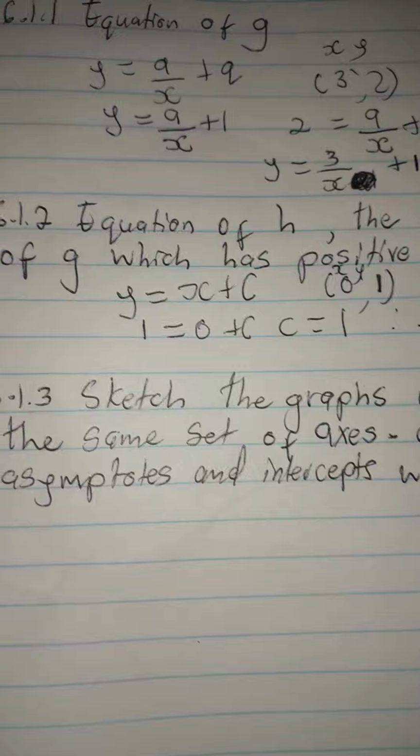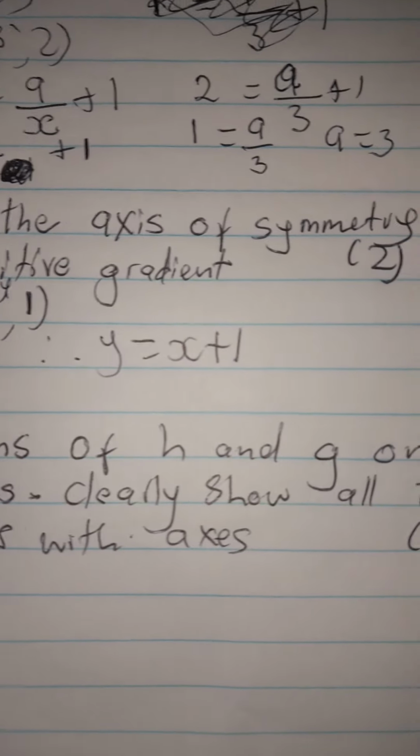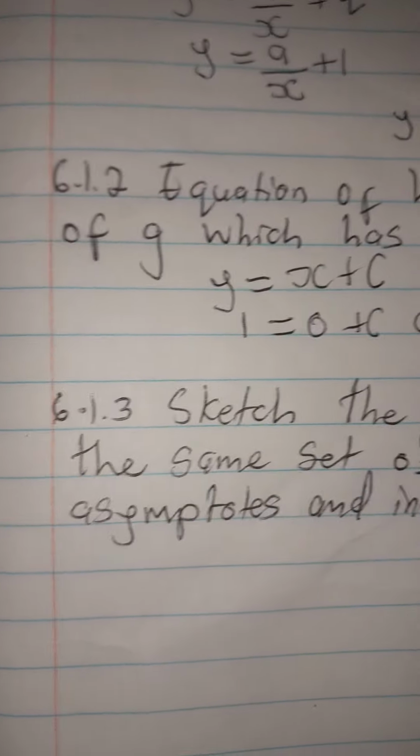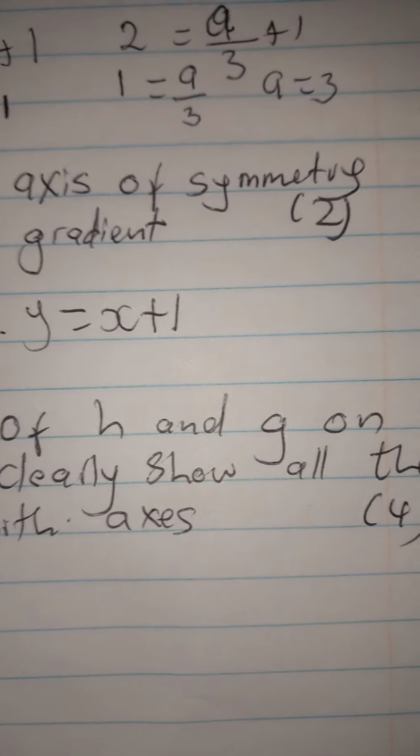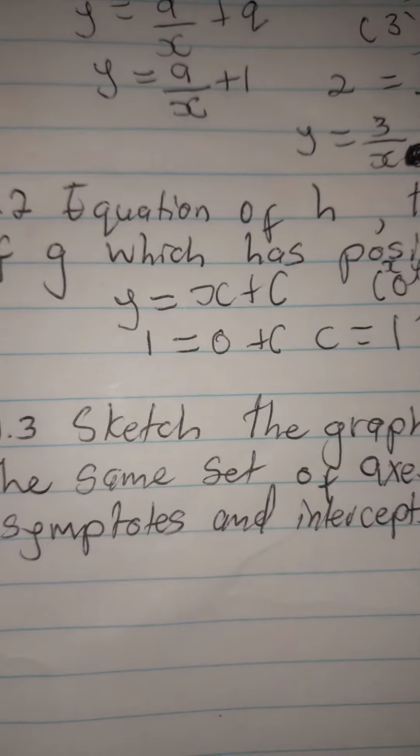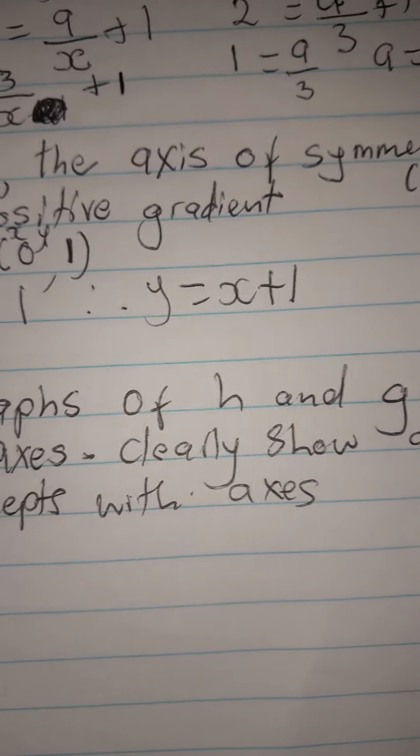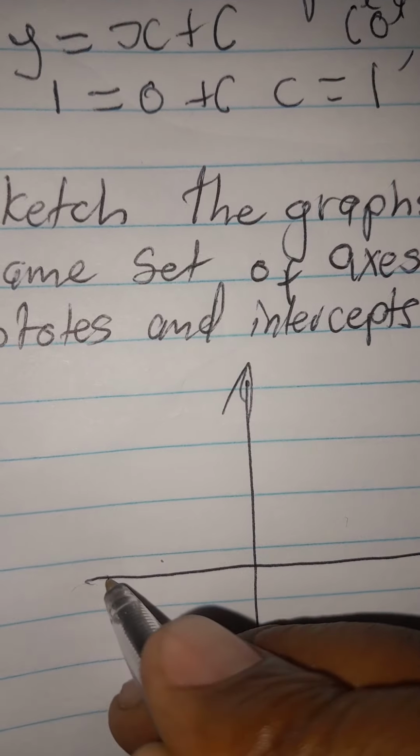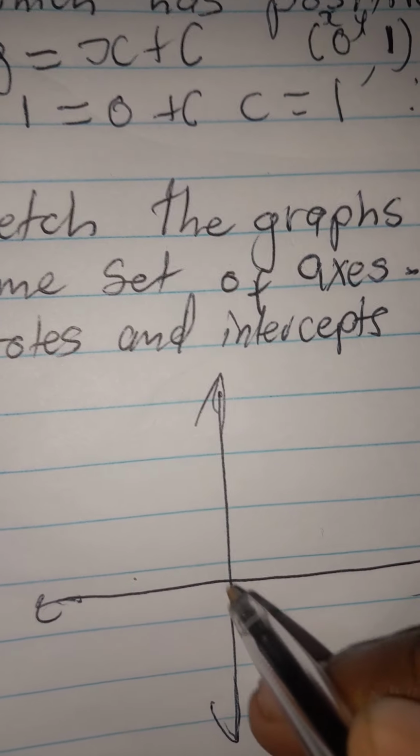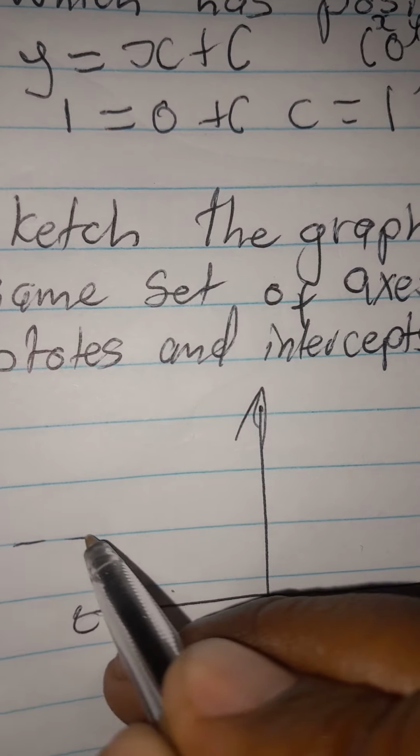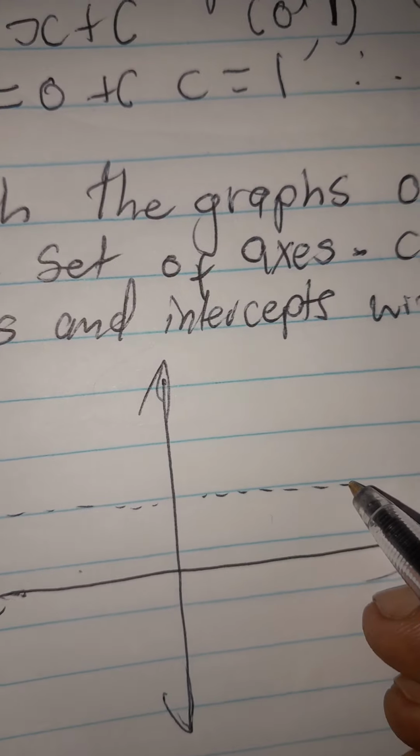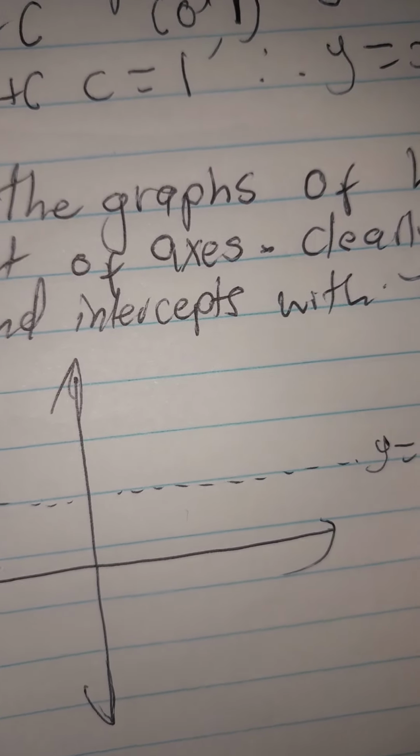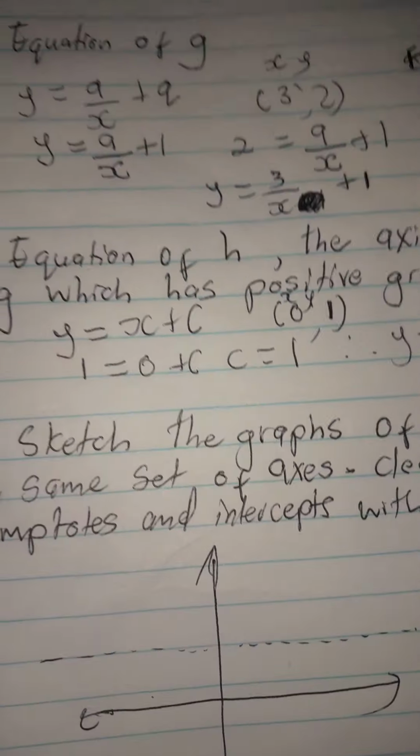At 6.1.3, they said sketch the graph of h and g on the same set of axes. Clearly show all the intercepts, all the asymptotes and the intercepts with the axes, right? So guys, first thing, place your horizontal asymptote. Remember that it's, let's say, 0 and 1. Maybe 1 will be here. Okay, it must not touch the graph, the graph passes it. So we are going to have y is equal to 1. So okay, first things first, we need to have the asymptotes here.